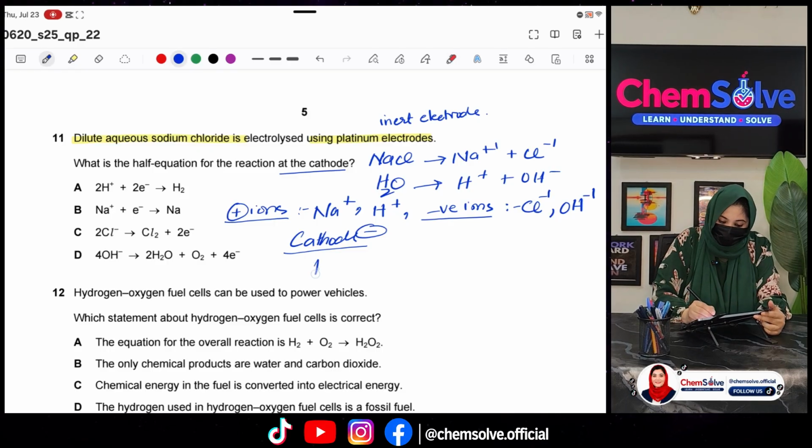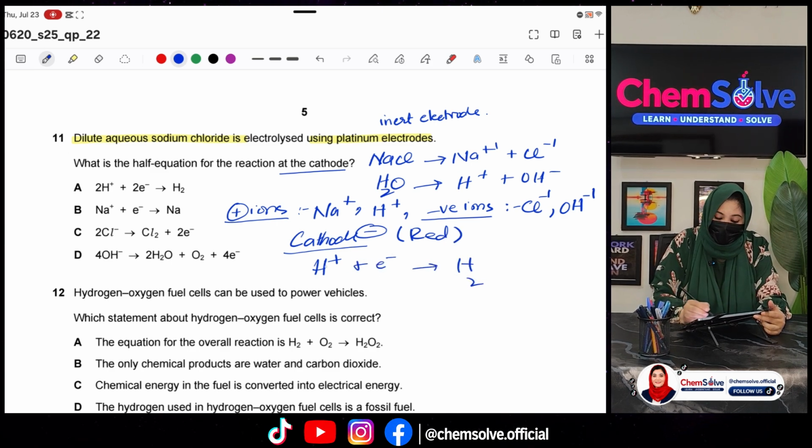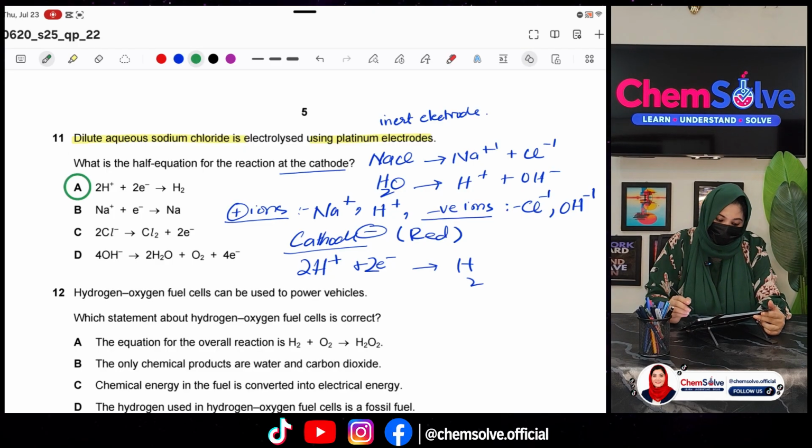So hydrogen will move and reduction will take place here. It means electrons will be added. Hydrogen is a diatomic gas, so H2. Now we have to balance it. So our correct option is option A.